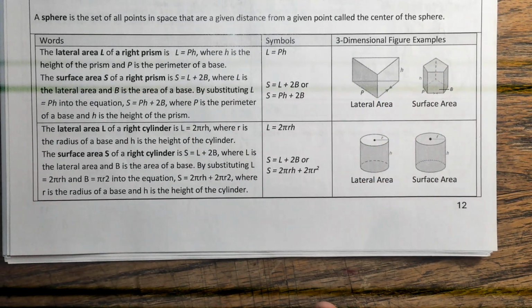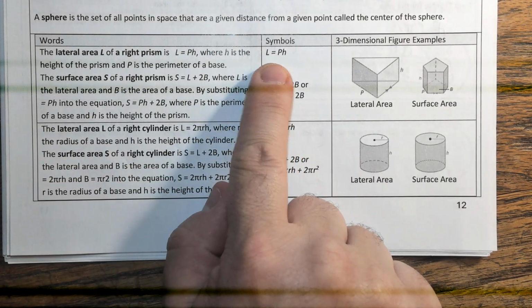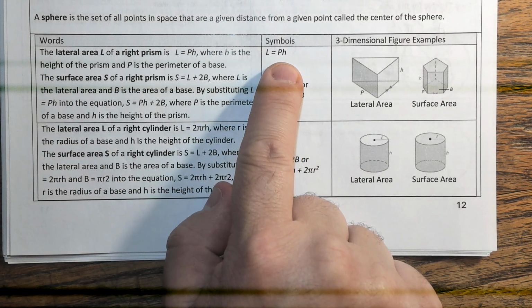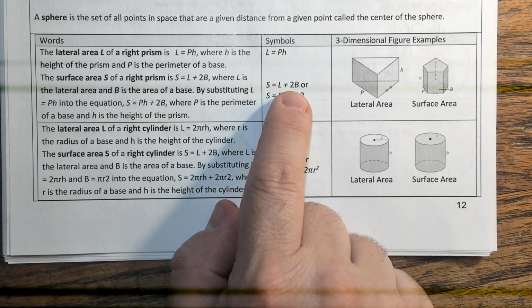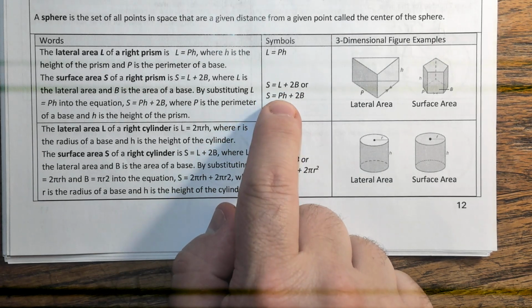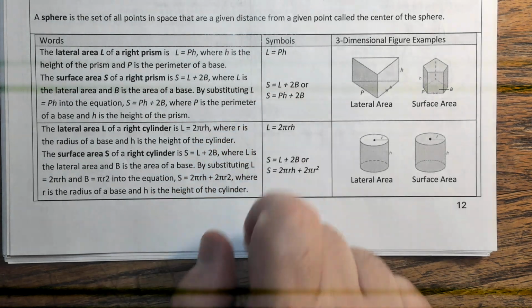And notice our formula. Lateral area equals the perimeter times the height. And then here we have the surface area equals the lateral area plus 2 times the base, or perimeter times height plus 2 times the base, because L equals PH, we just substitute. So just showing you can use it either way.